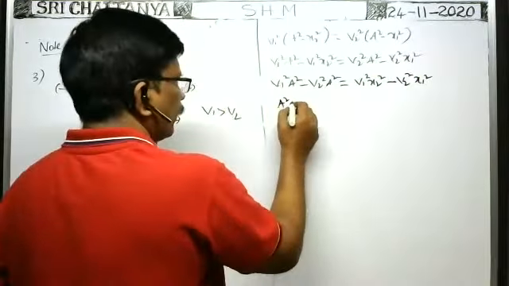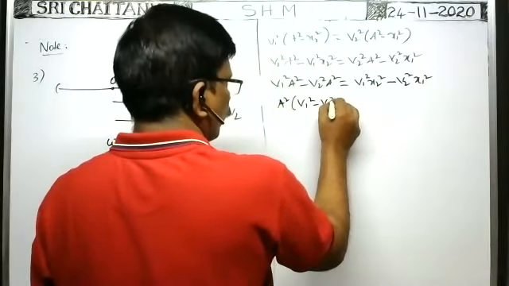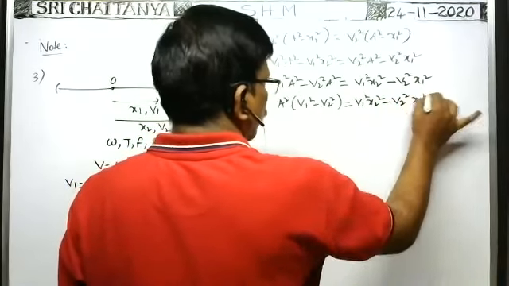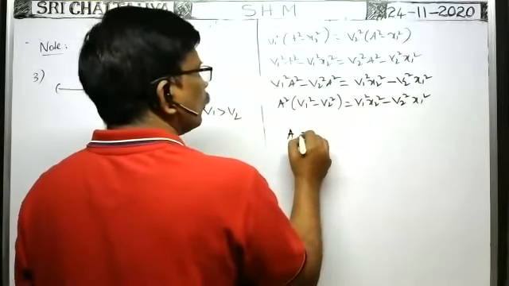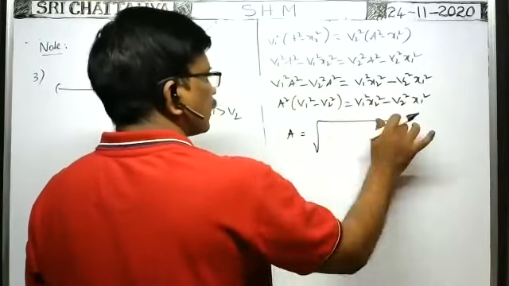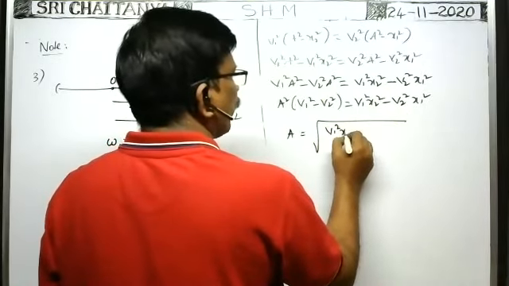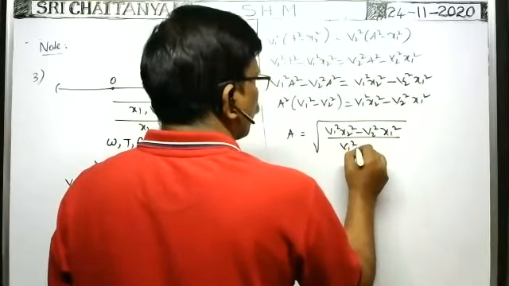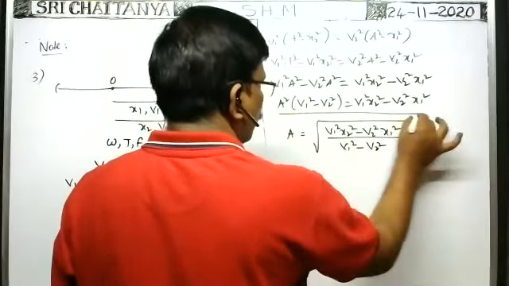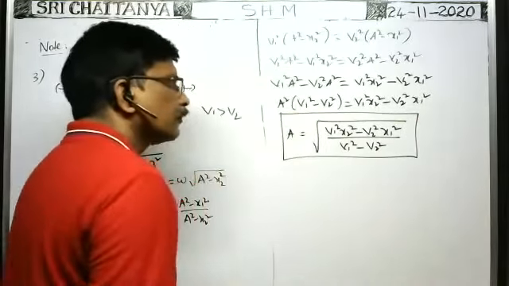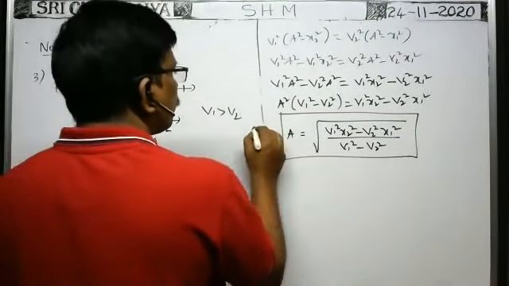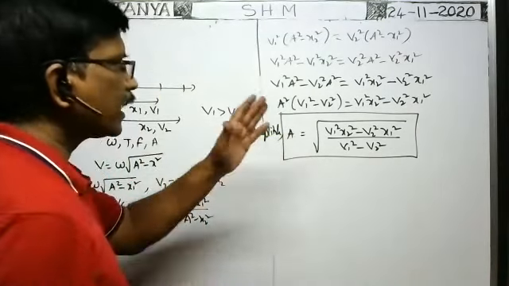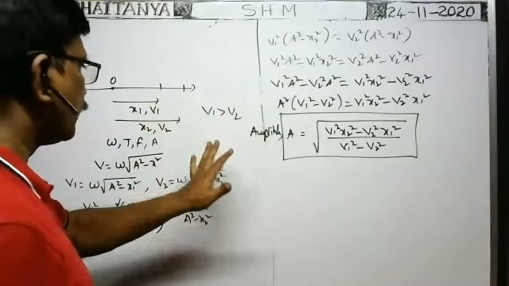Here you take a square common. A square of v1 square minus v2 square is equal to v1 square x2 square minus v2 square x1 square. Or a is equal to square root of this by this. So a is equal to square root of v1 square x2 square minus v2 square x1 square whole by v1 square minus v2 square. This is the formula for amplitude. In terms of v1, x1, v2, x2, the amplitude of the particle is this one.